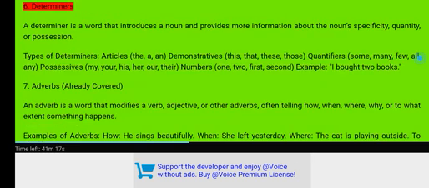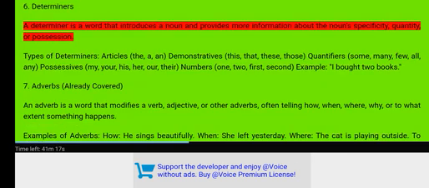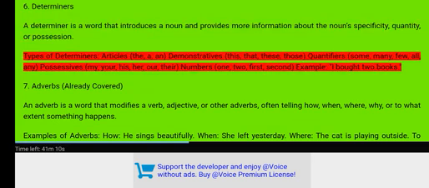6. Determiners. A determiner is a word that introduces a noun and provides more information about the noun's specificity, quantity, or possession. Types of determiners: articles, the, a, an, and demonstratives, this, that, these, those.